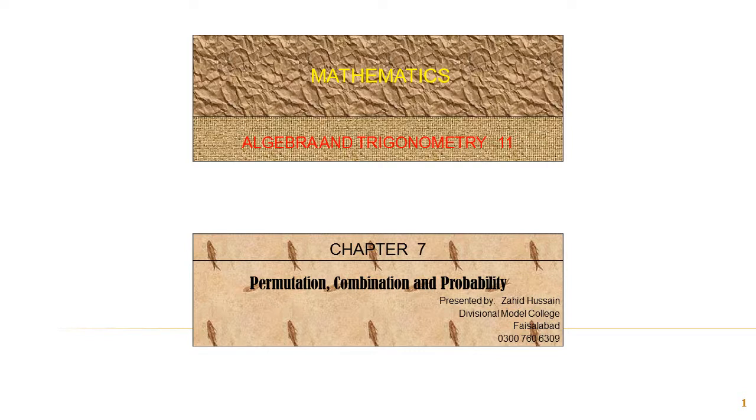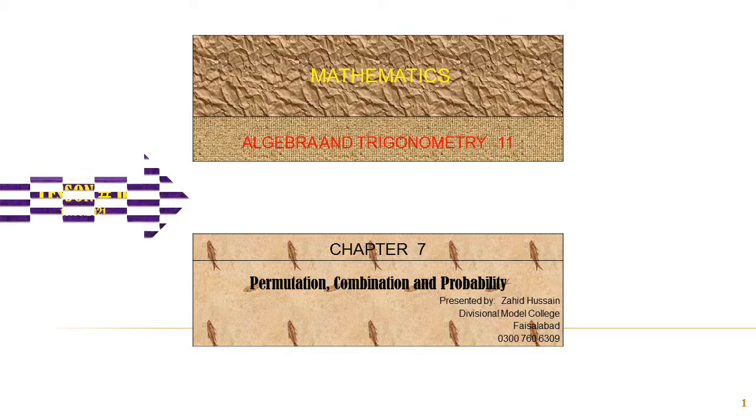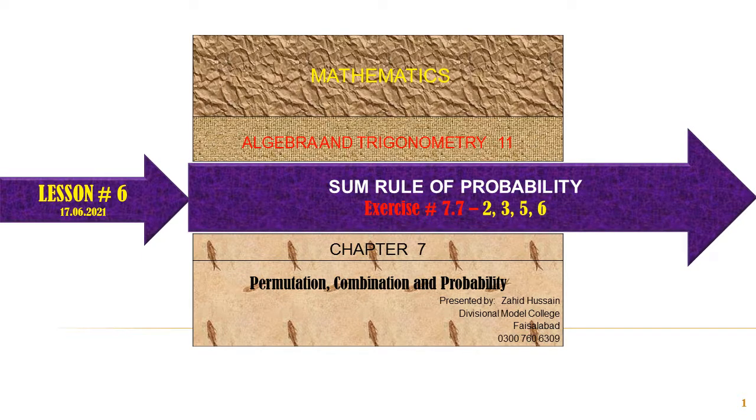As you know, we are studying mathematics for class 11, and it's chapter number 7, which is permutation, combination, and probability. Today, in this lesson number 6, we will study some rules of probability, and we will solve questions of exercise 7.7, which are included in your smart syllabus.